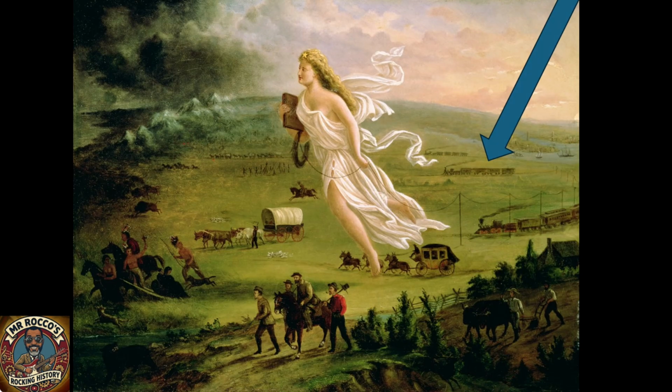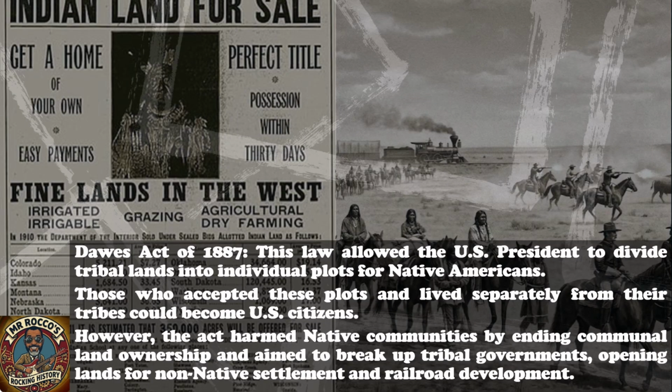The overlooked issue is that this was a powerful justification for violently displacing millions of Native Americans. U.S. policies like the Dawes Act of 1887 didn't just try to turn Native Americans into farmers. It carved up their ancestral lands into tiny parcels, tearing communities apart and stripping away their heritage.